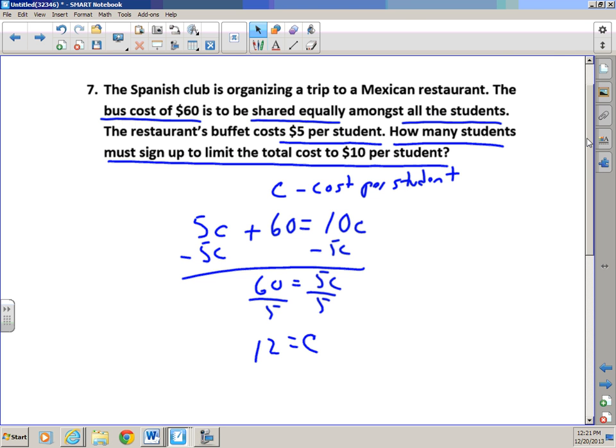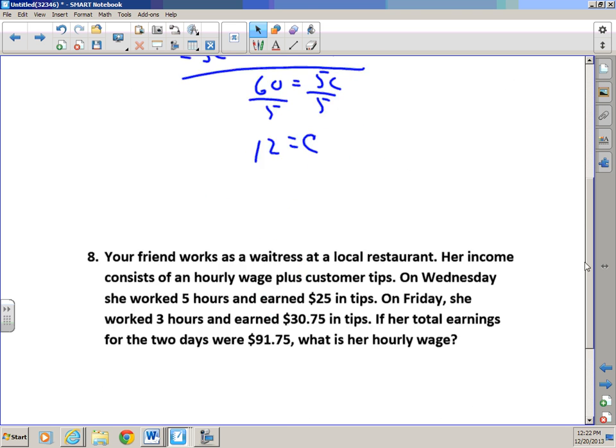And if you think about it, if I have a $60 bus cost, 12 students go on, that's $5 per student, $5 for the buffet. Now I've hit my $10 cap.